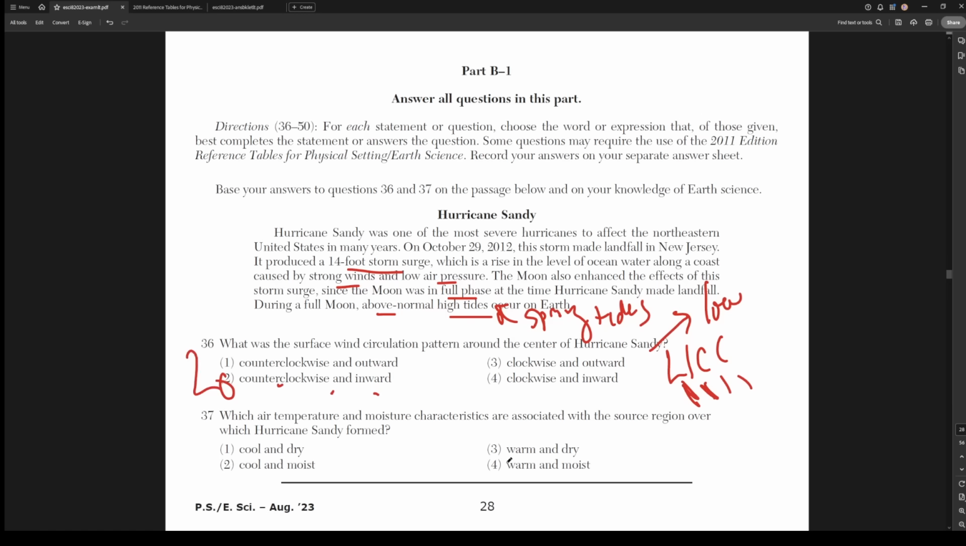Which air temperature and moisture characteristics are the source region over which Hurricane Sandy formed? Where did it form? In the reading. Did it say? Okay, so it didn't say, which means you need to know that hurricanes need warm ocean water. So they didn't say like Gulf of Mexico or anything like that, so this is going to be 4. Obviously, hurricane's full of water, so don't pick dry.